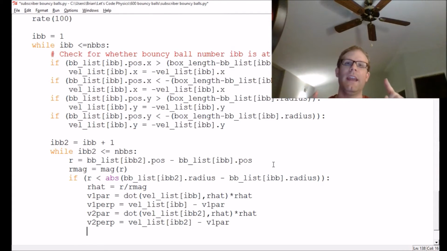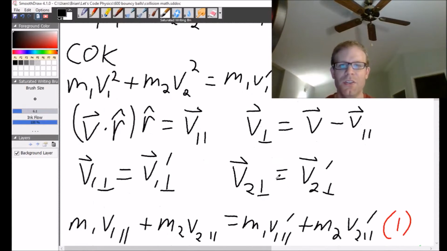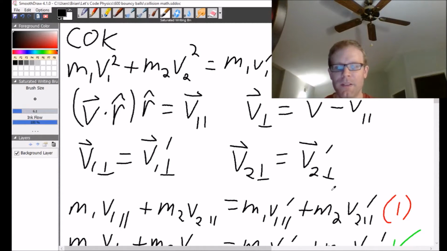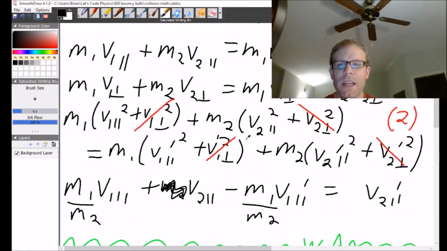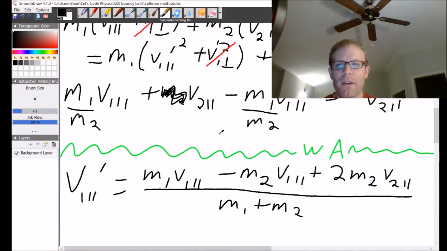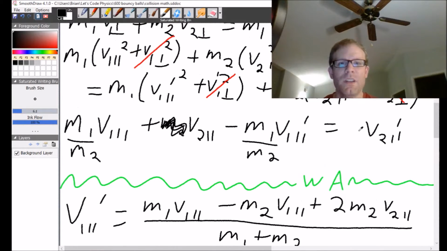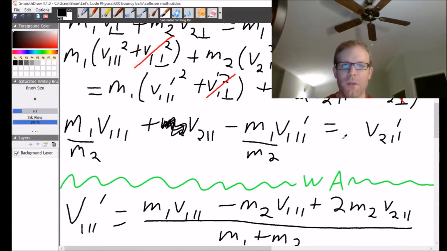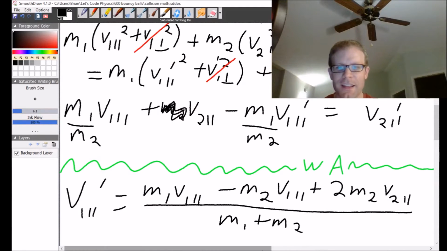And now I have to sort of swap these around a little bit. I have to calculate the new values. So we saw last time that the perpendicular components are going to be the same, so I'm not going to worry about those. But I do have to calculate new parallel components. So for example, I need a v1 parallel prime, and Wolfram Alpha was kind enough to give me this thing.